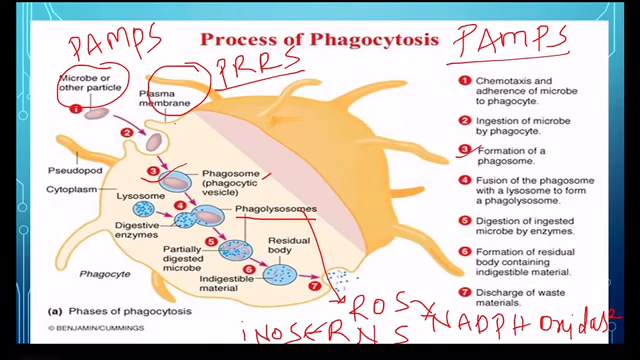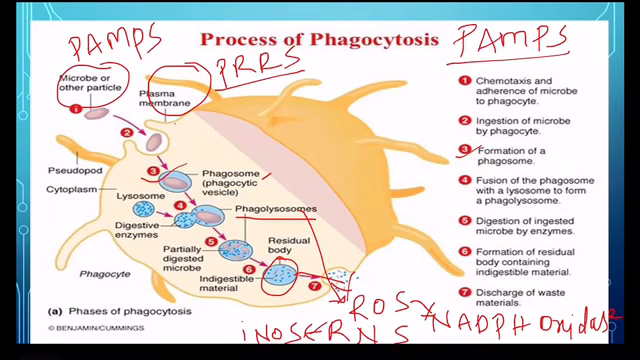So by means of these two processes, the microorganisms or the antigens are killed and fragmented here in the phagolysosome. Now this partially digested microbe leads to a residual body and indigestible material. The residual body contains indigestible material, and that material is released outside by the process of exocytosis. So this is the whole mechanism of phagocytosis by the phagocytes.